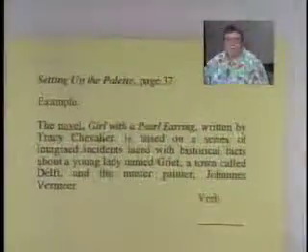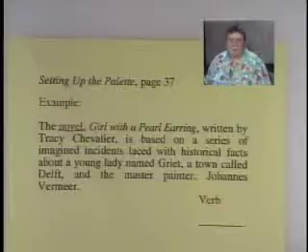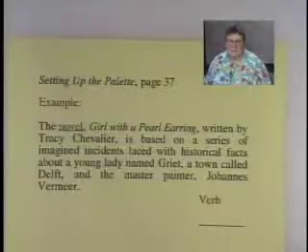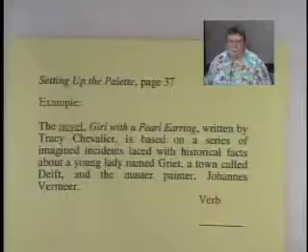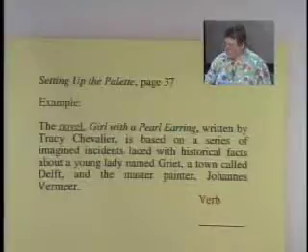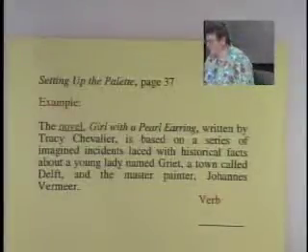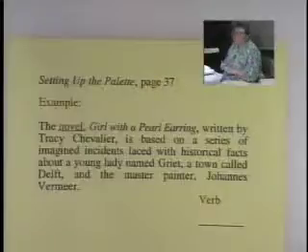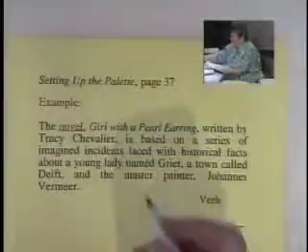The novel, Girl with a Pearl Earring, written by Tracy Chevalier, is based on a series of imagined incidents. Imagined, right? Laced with historical facts about a young lady named Griet, a town called Delft, and the master painter Johannes Vermeer. So we know the subject is novel, and this is an obvious answer, I know. Farah, where's the verb? Is based. Right, you have it marked in your book.